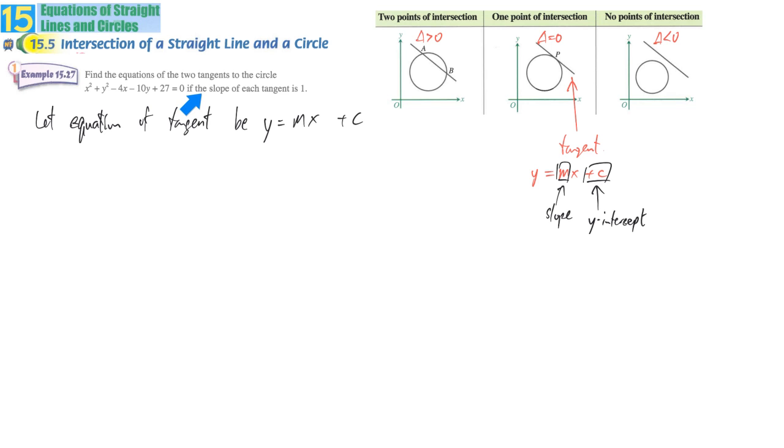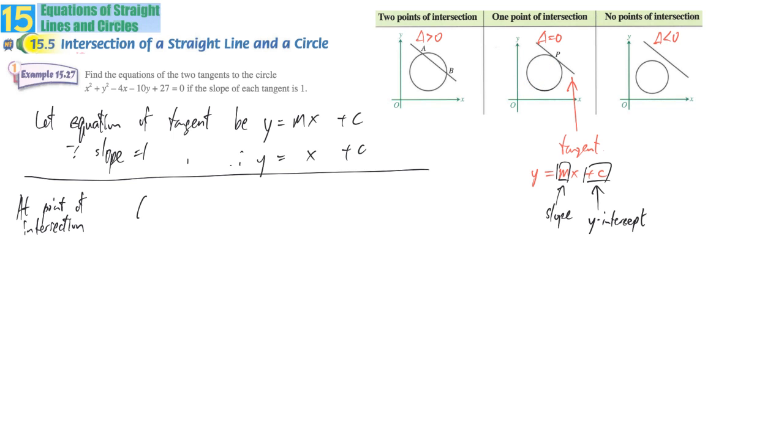But in this question, they tell us that the slope of each tangent is 1. That means m here is a known value, it is 1. Since slope equal to 1, therefore it is y equal to 1x plus c. It is greatly simplified. Now we focus on the point of intersection. That means solving the simultaneous equation. y is already the subject, that's one of the good things about slope-intercept form. Now we are going to substitute it into the circle equation.